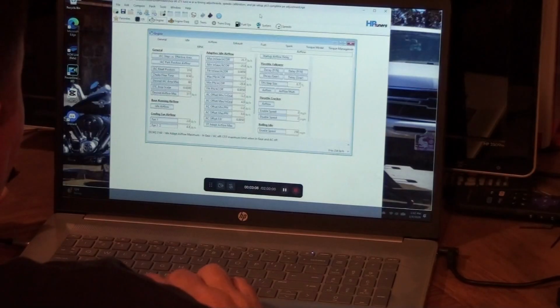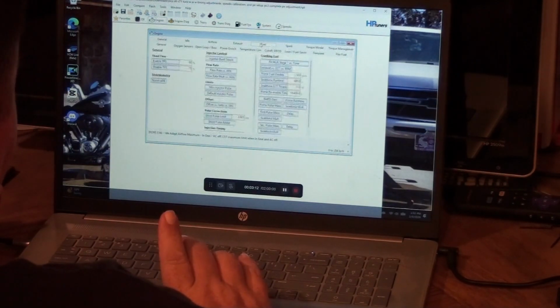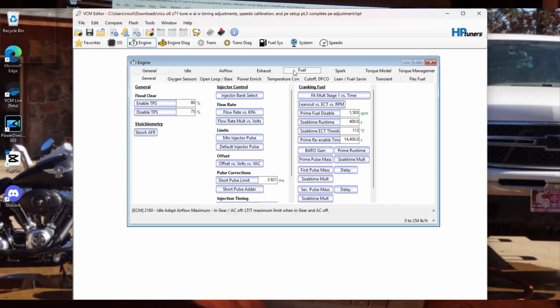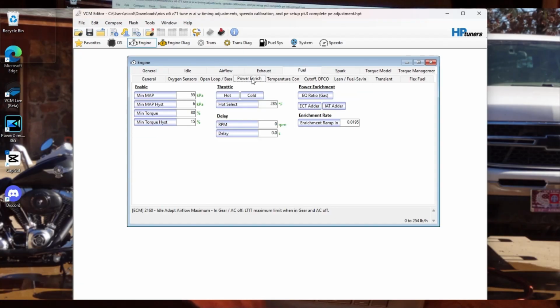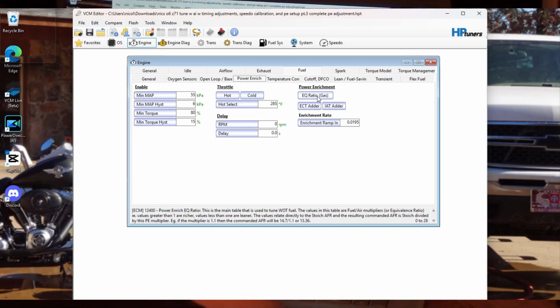Now, power enrichment is derived off of, if we go to our fueling, where we would see our fueling at, and we look right here, we see power enrichment. We pull up power enrichment, we look at our EQ ratio. Again, power enrichment is our wide open throttle fueling. Too lean and it's real dangerous, too rich and we're going to lose power.